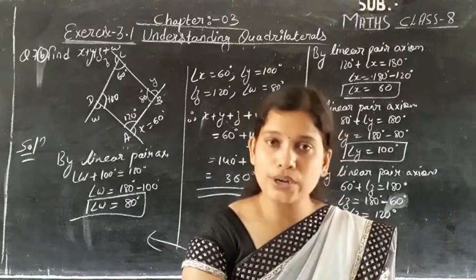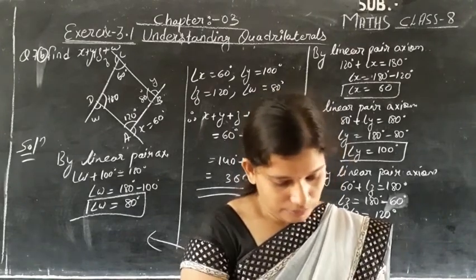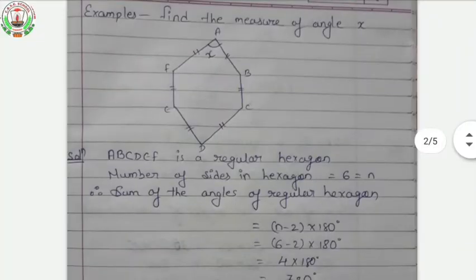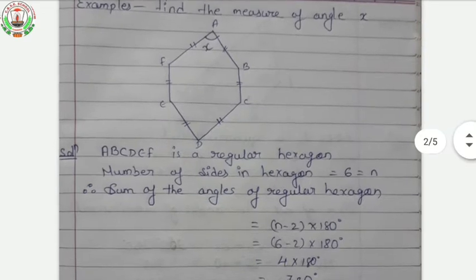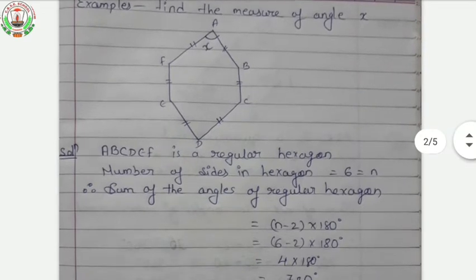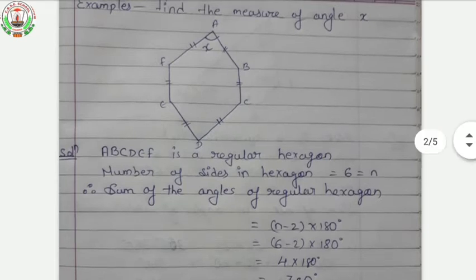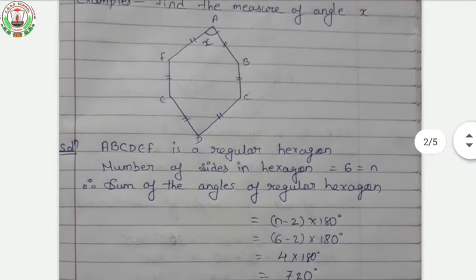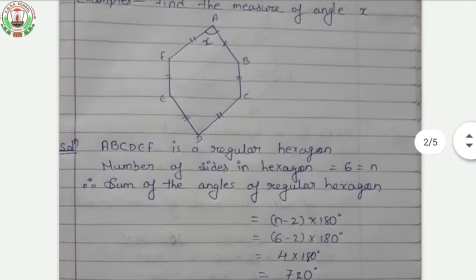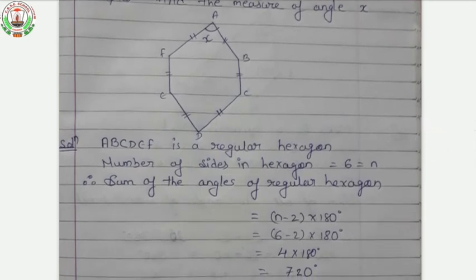In the next video we are going to see exercise 3.2. You have to find the measure of angle x. So here which kind of figure is it? It is a regular hexagon. How many sides does a regular hexagon have? 6 sided. Okay, so let's see how to solve. Here ABCDEF is a regular hexagon. The name of the hexagon is given A to F. Number of sides in a hexagon is how much? 6, where number of sides is denoted by n. So n is equal to 6.